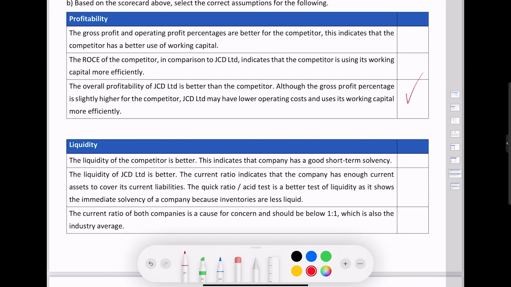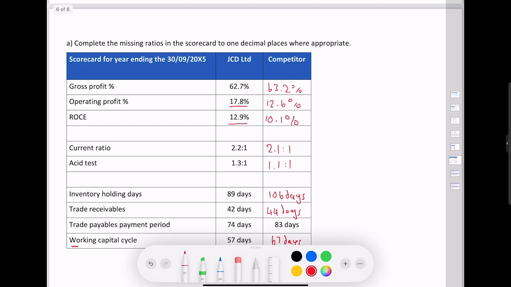Okay, we then have the liquidity. So it says the first option, the liquidity of the competitor is better. This indicates that the company has a good short-term solvency. So let's have a look at the liquidity. So this wouldn't be correct because actually the competitor has a lower current ratio and is lower for the acid test as well. So that would actually be incorrect.